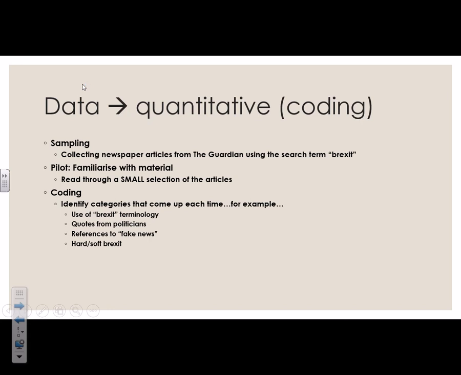And then you go through the process of coding. So you identify categories that come up. So you read through that small section and you identify categories that keep coming up. So use of Brexit terminology, for example, and you would decide what that was. You would have a list. When they use a quote from a politician, when they make some reference to fake news, or when they refer to a hard or a soft Brexit. And then you would tally that. So every time those codes happened, you would then read through the whole sample rather than just a small sample, and you would tally that, and you would conduct statistical analysis. And in this case, it would be the sign test because it's nominal data.